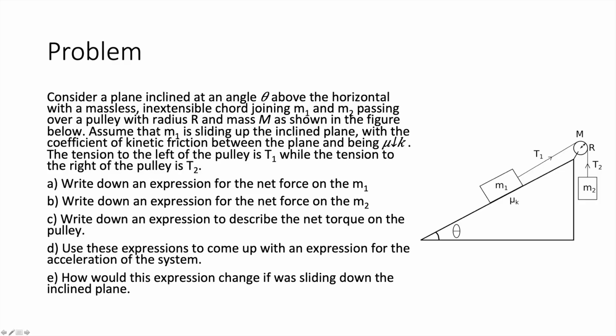So this problem: consider a plane inclined at an angle of theta degrees above the horizontal with a massless inextensible cord joining M1 and M2 passing over a pulley with radius r and mass m as shown in the figure below. Assume that M1 is sliding up the plane with the coefficient of kinetic friction between the plane being mu_k. The tension to the left of the pulley is T1, while the tension to the right of the pulley is T2. Part A, write down an expression for the net force on M1.